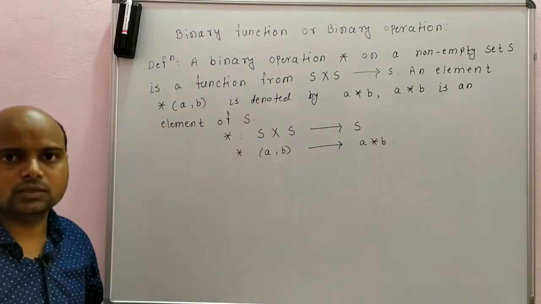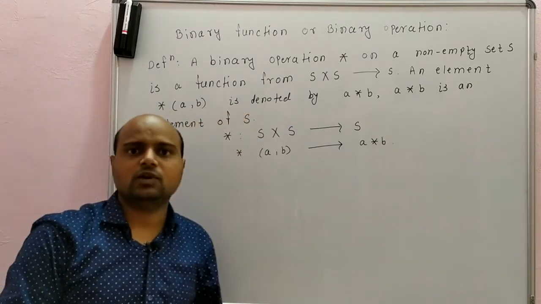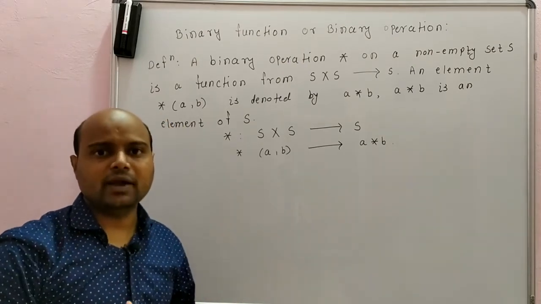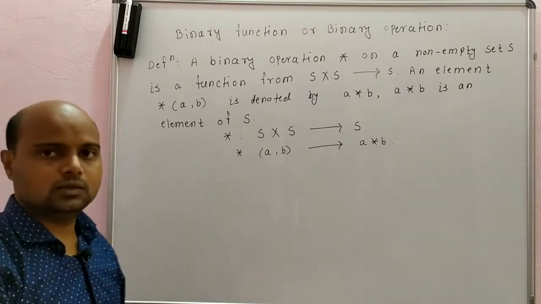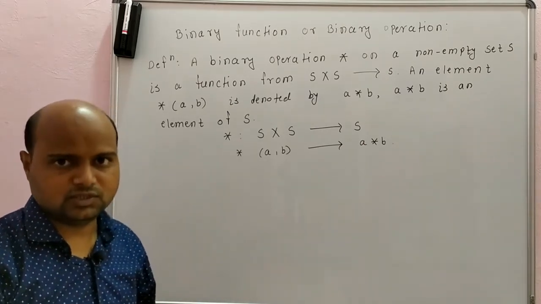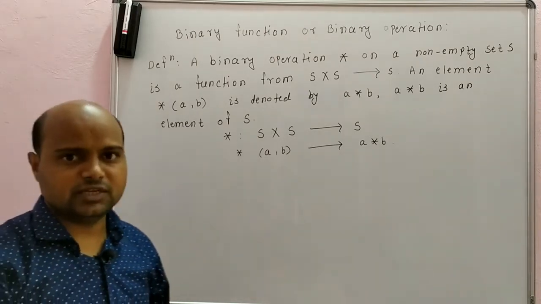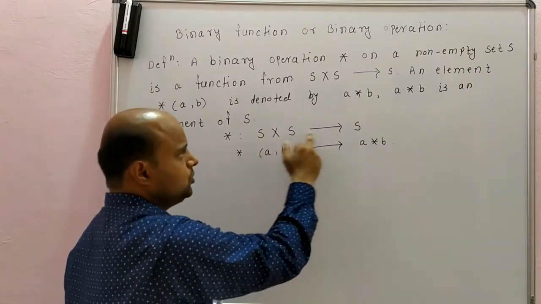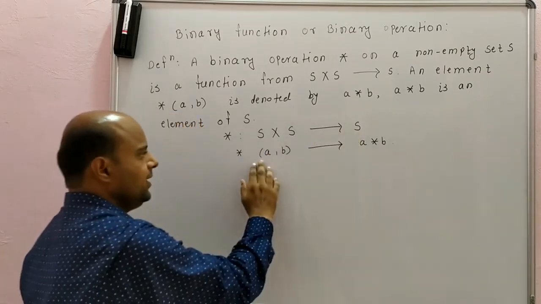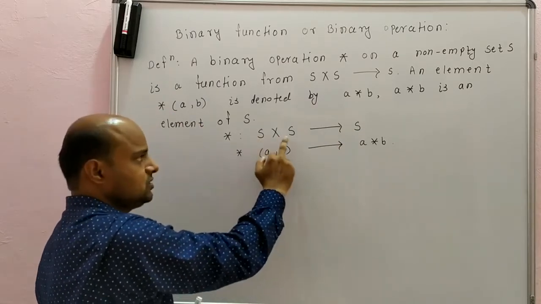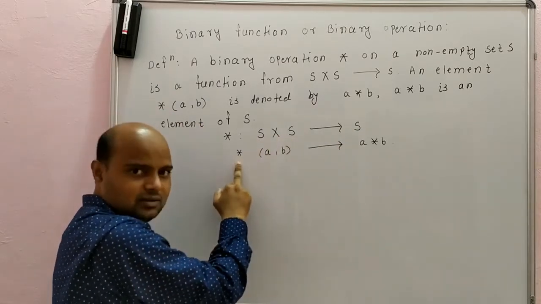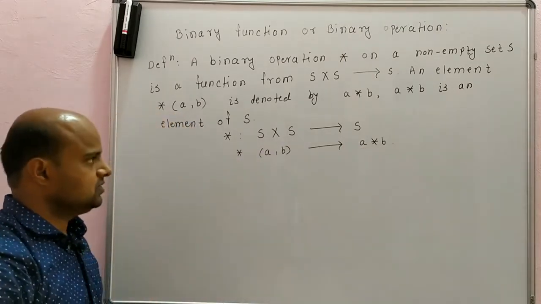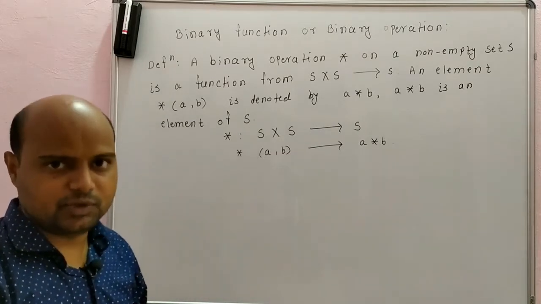See here, we have just learned the definition of Cartesian product. Now we will learn the definition of binary operation. A binary operation star on a non-empty set S is a function from S cross S to S. (A, B) is in S cross S. Under star it goes to A star B. We will see the example of binary operation.